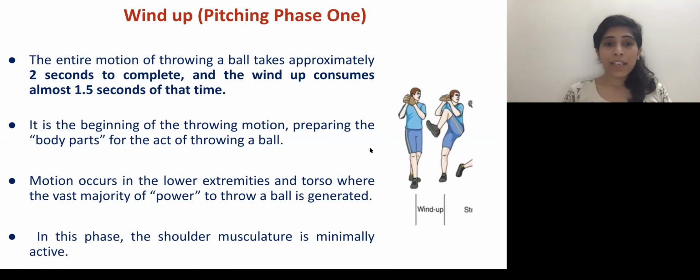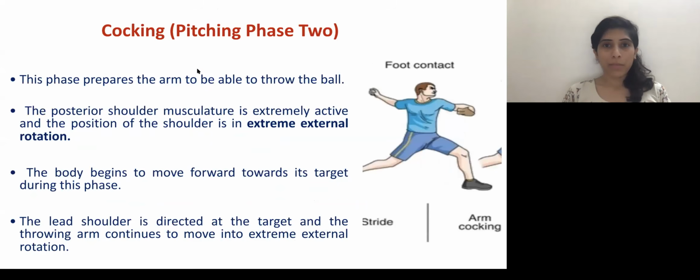It is the beginning of the throwing motion, preparing the body parts for the act of throwing a ball. Motion occurs in the lower extremities and torso, where the vast majority of the power to throw a ball is generated during this phase. Here, the shoulder musculature's activity will be minimal.